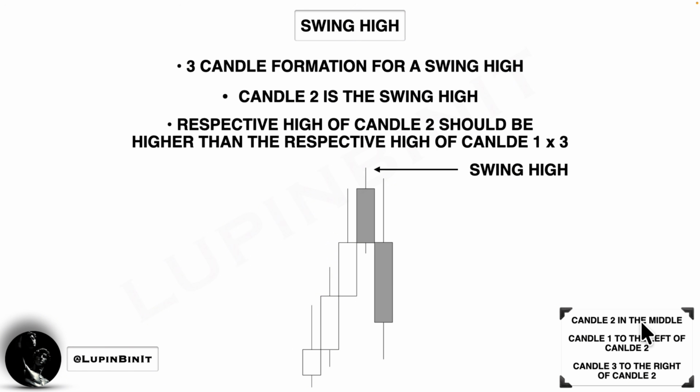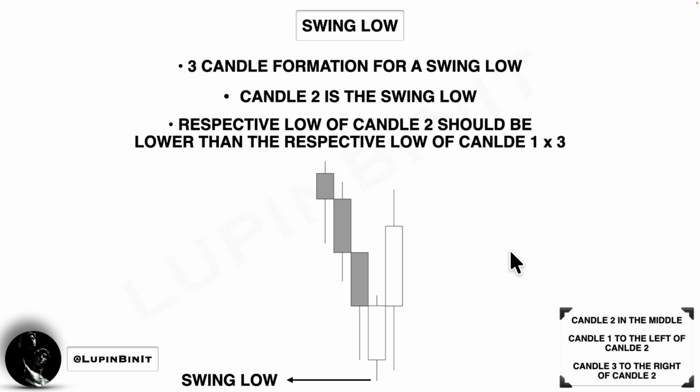Footnote on the bottom right, simply elaborating on that point I just made: candle 2 in the middle, candle 1 to the left of candle 2, and candle 3 to the right of candle 2. And then just the complete opposite for a swing low. It is a 3 candle formation, candle 2 being the swing low. So the respective low of candle 2 should be lower than the respective lows of candles 1 and 3. So we have this candle being projected as a swing low. We can see that candle 1's respective low is not lower than candle 2's respective low, and candle 3's respective low is not lower than candle 2's respective low.